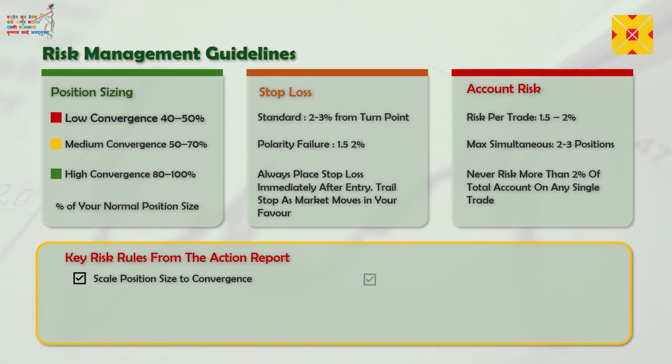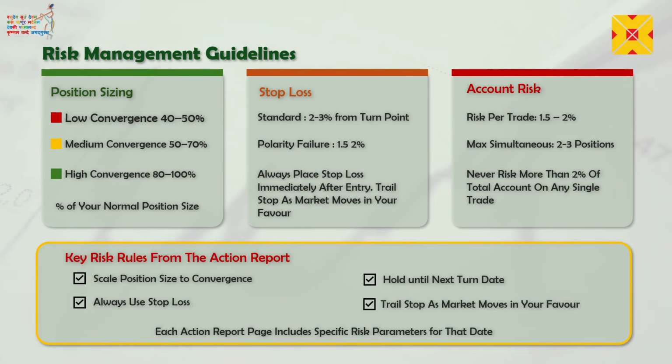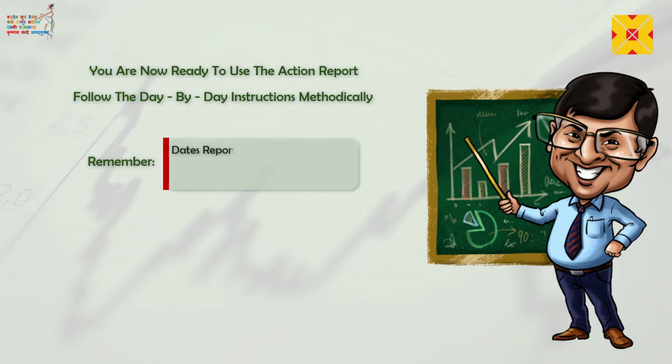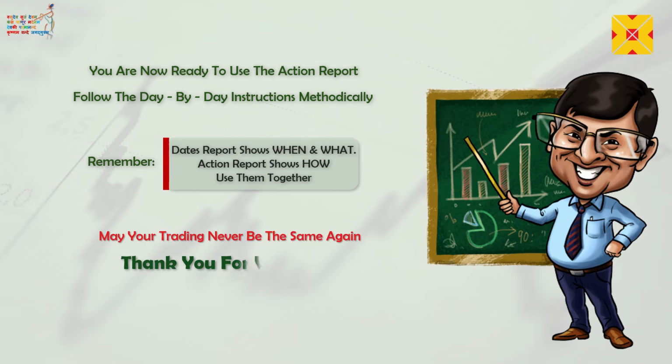Remember, scale your position to the convergence level. Always use stop losses, hold until the next turn date, and trail your stop as the market moves in your favor. You are now ready to use the action report. Follow the day-by-day instructions methodically. Remember, the dates report shows when and what. The action report shows how. Use them together for the best results. May your trading never be the same again.